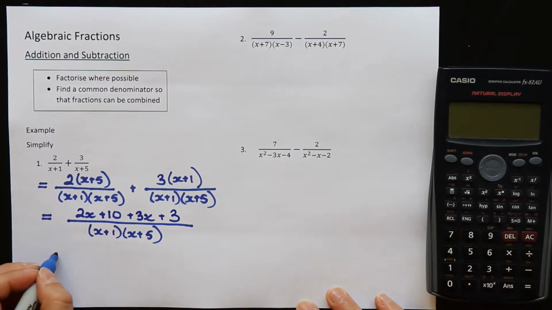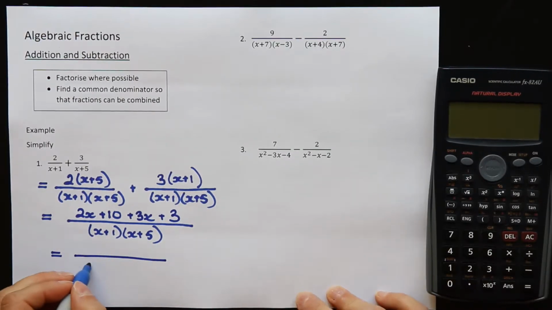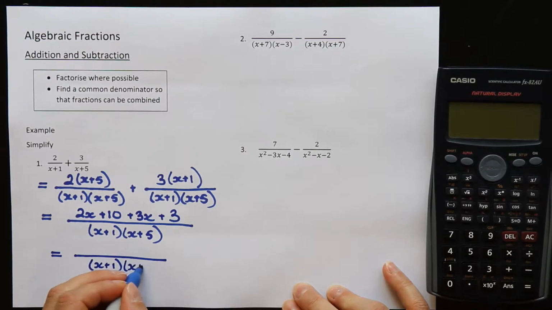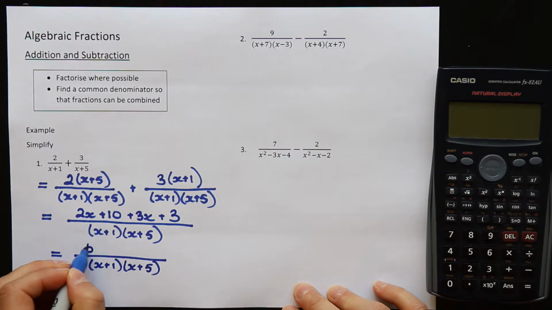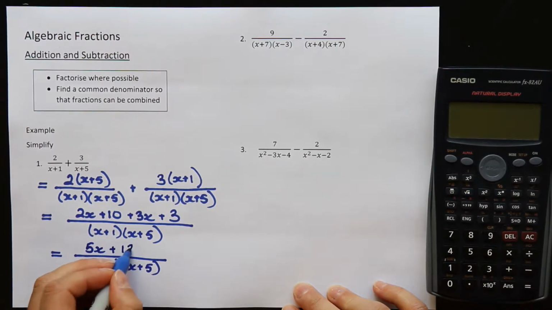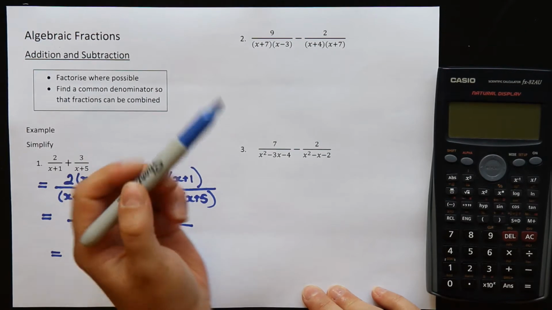Okay, now we're almost finished. All we need to do here is just tidy up across the top. There's some like terms that can be collected. The denominator is not going to change, don't expand it, just leave it factorized. X plus 1 and x plus 5. 2x plus 3x is 5x, and 10 plus 3 is 13. Okay, that's done. Now the next question is just a little bit more difficult.